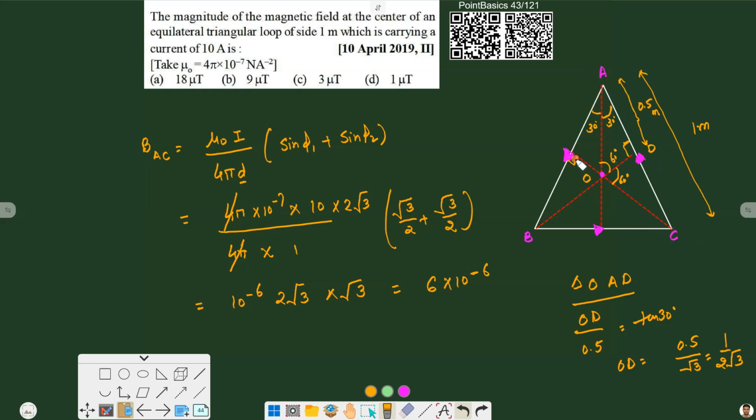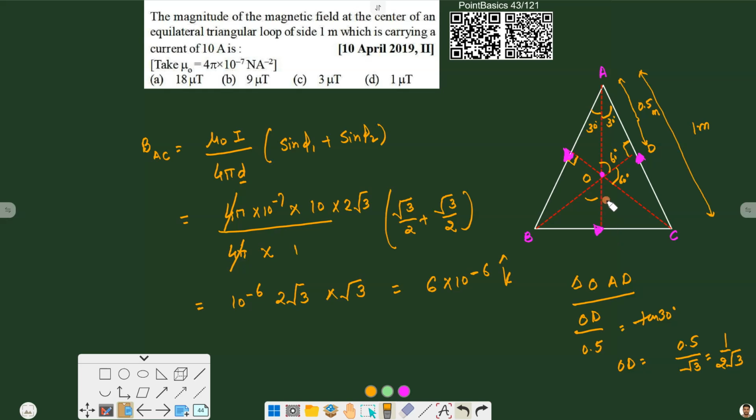Now coming to the AB conductor, the value of the magnetic field will be the same. We just have to notice the direction. Applying the right hand screw rule, as current is going upward here, at the center the field will be coming out of the screen in the plus K direction. For conductor AB, again as current is going downward, the field will be coming upward. And the same for conductor BC, as current is going in the right direction, the field at point O will be coming out of the screen.